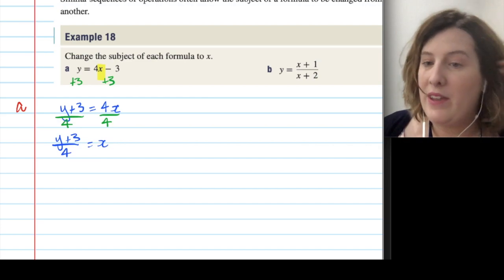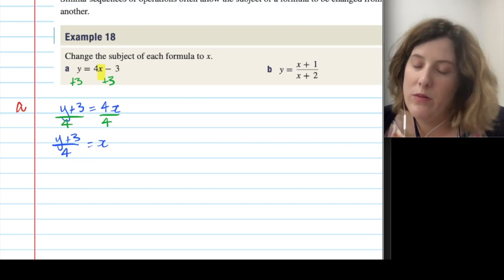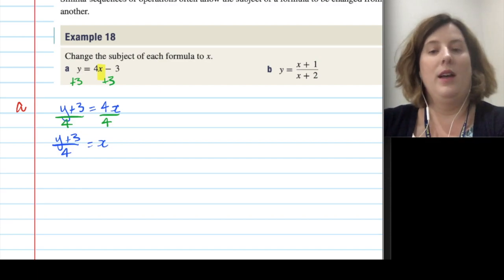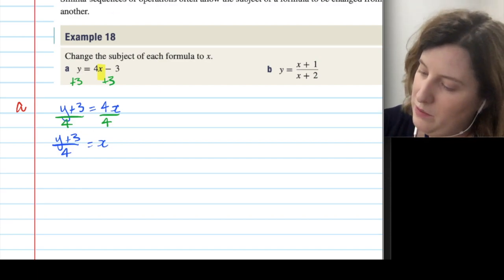That's it. We have to leave it there. We don't know anything else we can do with that. We don't know what y is, so we can't do any simplifying. We just leave it like that.